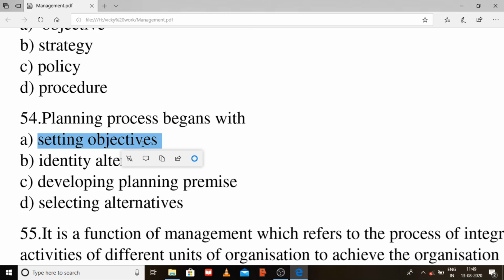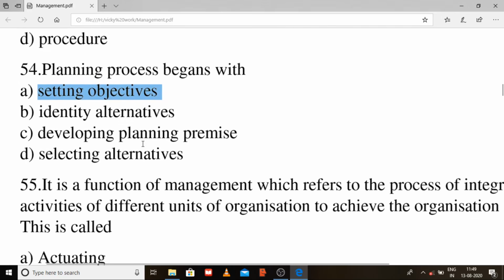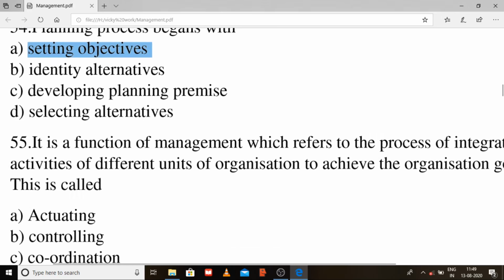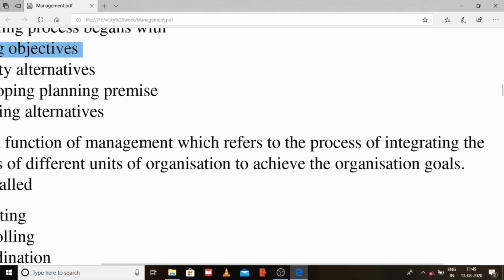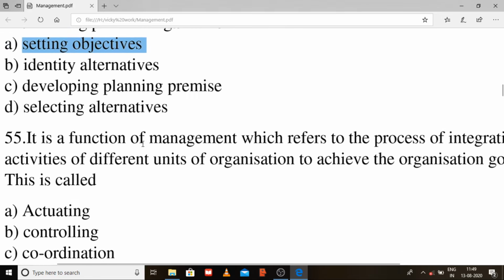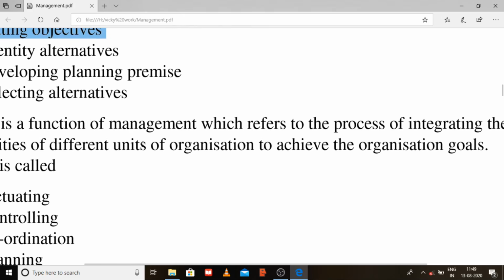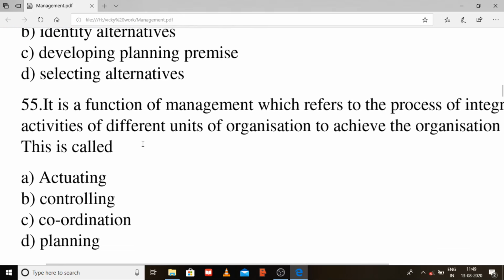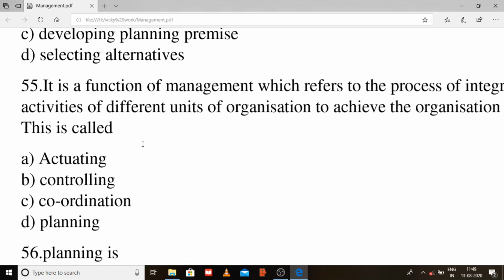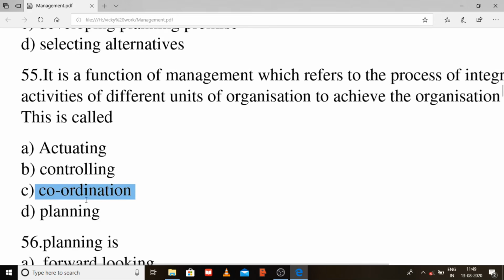Question number 55. It is a function of management which refers to the process of integrating the activities of different units of organization to achieve the organization goals. This is called coordination.